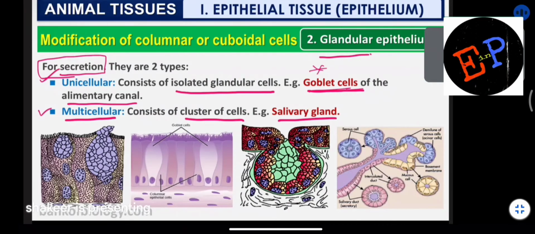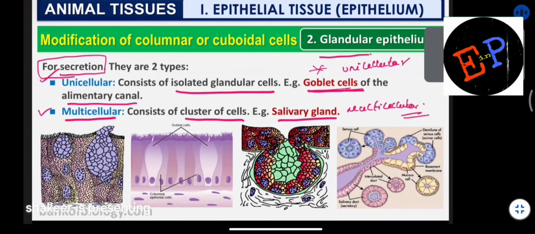And glandular epithelium is a part of modified columnar or modified cuboidal cells. Clear, no? So goblet cells are unicellular in the alimentary canal. Salivary glands are multicellular.